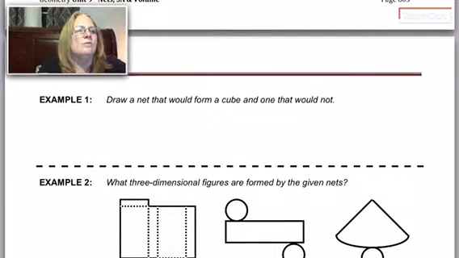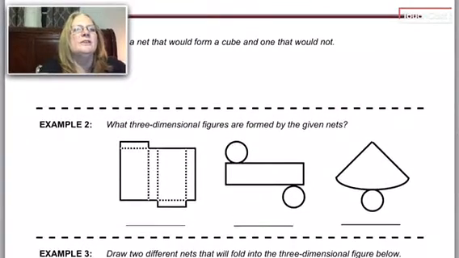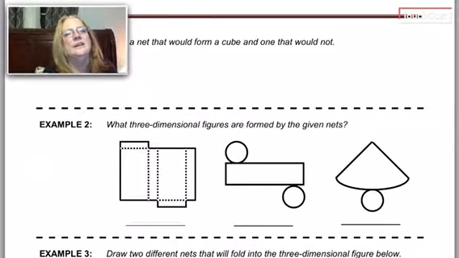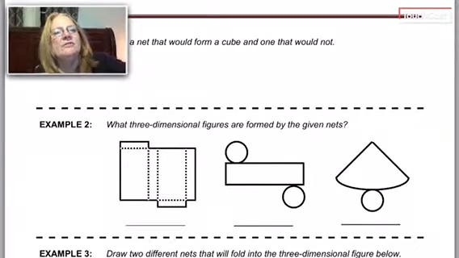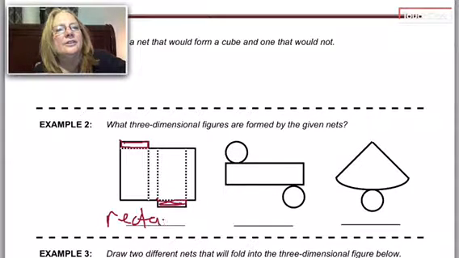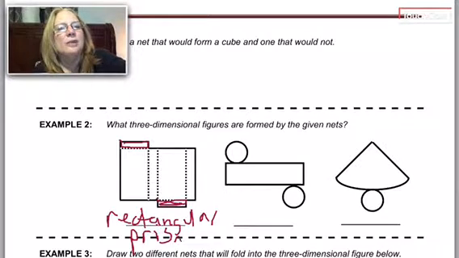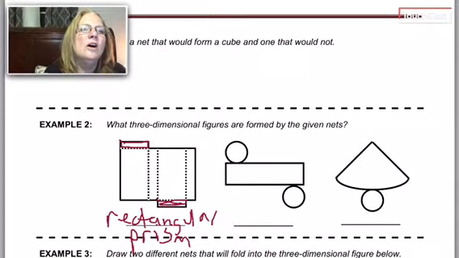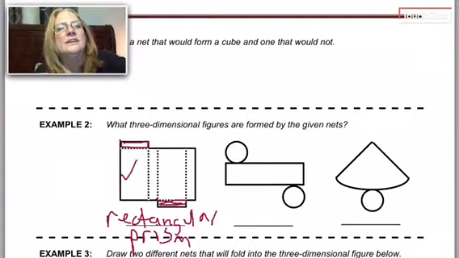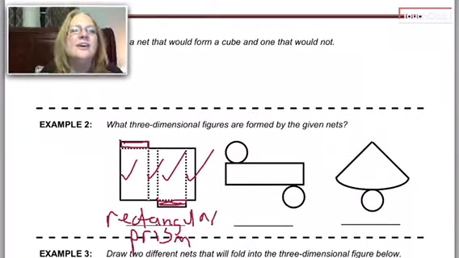Okay, so what three-dimensional figures are formed by the given nets? So again, we're going to name them by the shape of their base. And this first one here, I'm going to use this as a base. This is a rectangular prism. How do we know? Because the sides of rectangular prisms are rectangles. This is a rectangle, this is a rectangle, rectangle, rectangle, and the base is also a rectangle.